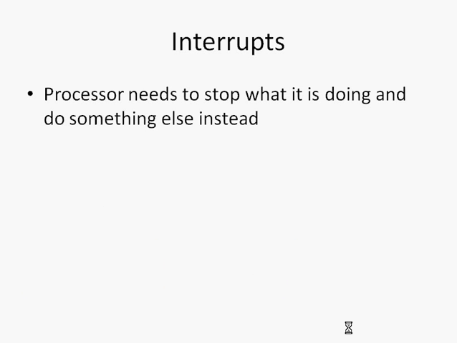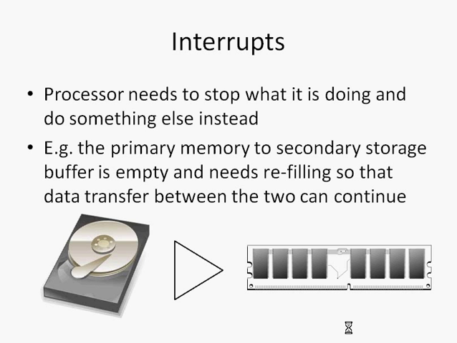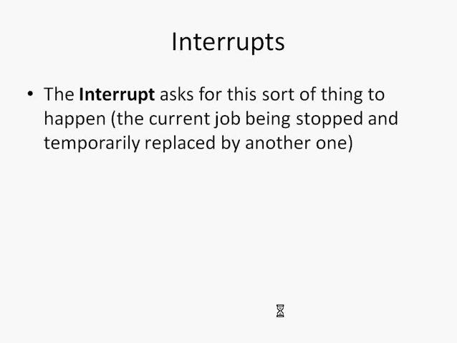Interrupts are where the processor needs to stop what it is doing and do something else instead. For example, between the primary memory over here on the right and secondary storage on the right, the buffer in between is empty and needs refilling so that data transfer between the two pieces of hardware can continue. The interrupt is a thing that asks for this sort of thing to happen, so the current job is stopped and temporarily replaced by another one.